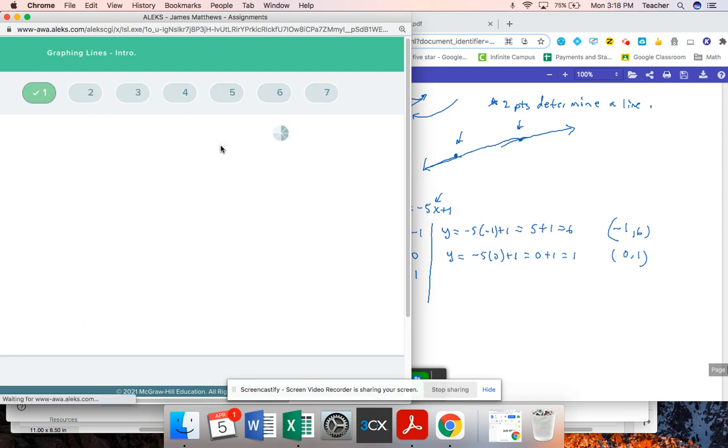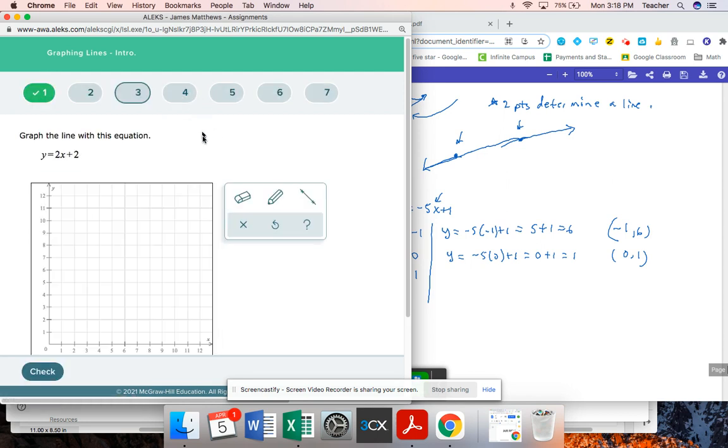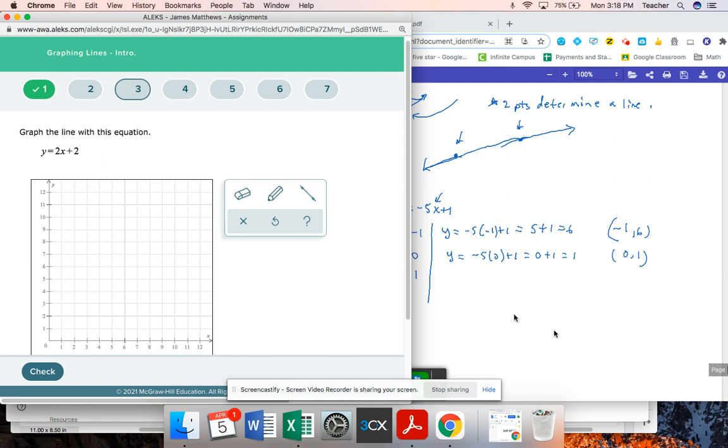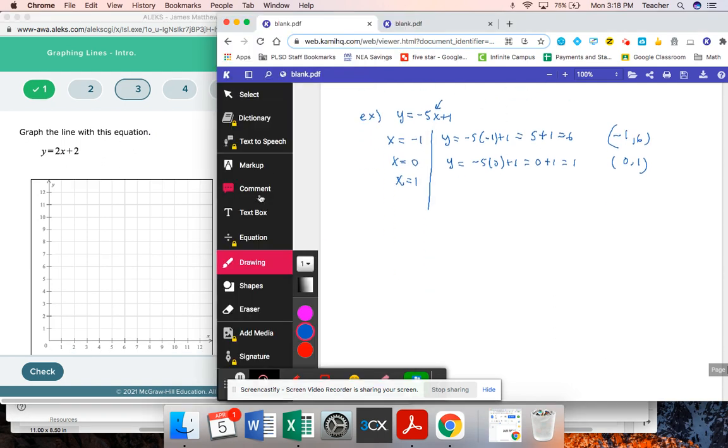Now, at some point, though, I'm just going to say, you know what, graph this line. And I'm going to do the same idea. Now, I'm not going to tell you which values to put in there. You can choose any values you want to. So if I tell you that y is equal to 2x plus 2, I want you to choose an x value and then see what the corresponding y value would be. So let's just let x be 1. I'm just making that up. Any x you want. Let's let it be 1.